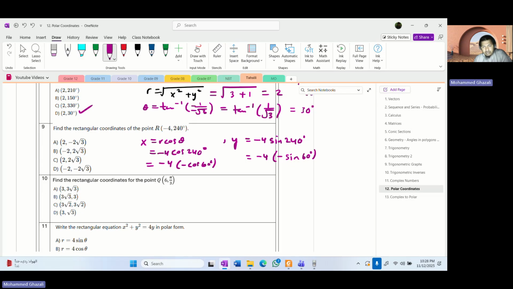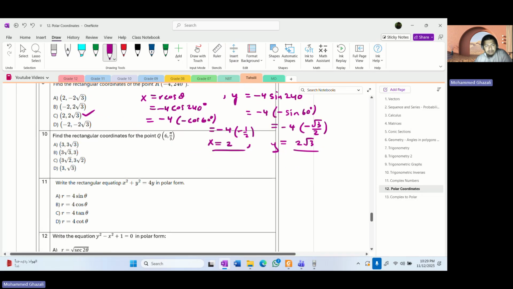That's also negative because it's in the third quadrant. So this answer here is negative 4. Cos of 60 is half. So negative, negative. That's going to give me 2. So x is 2. Sine 60 is root 3 over 2, right? So that's going to give me 2 root 3. So what's the answer? X equals 2, y equals 2 root 3. 2 and 2 root 3.